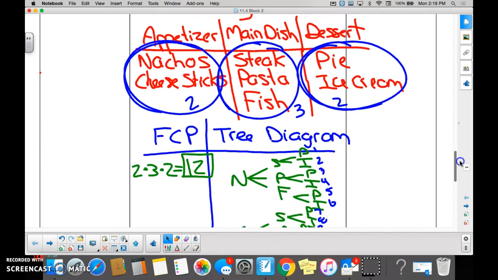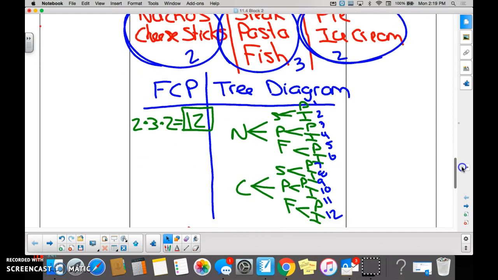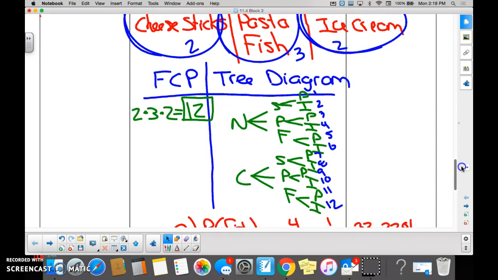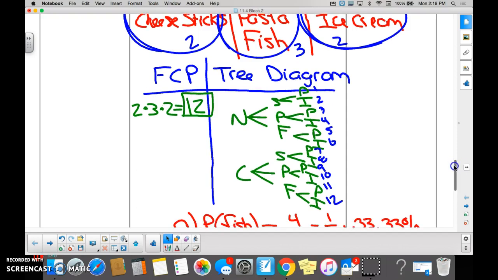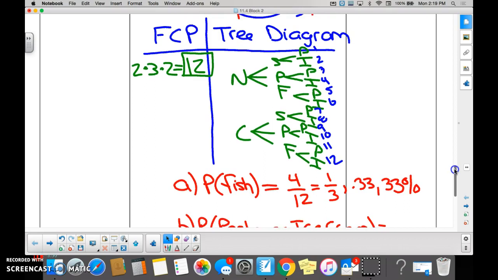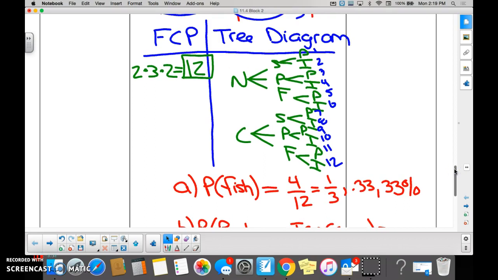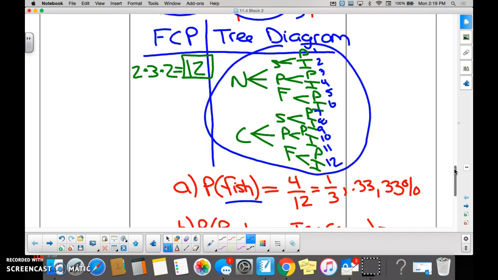And so what we did is we made a tree diagram and we listed all 12 of them. Now some of you might say, well, Mr. Ponder, why would you want to list all 12 of them? And your answer is: because if I asked you what is the probability someone will come into Zofia's restaurant and order fish, you could actually look at your tree diagram and determine how many different times someone would order fish in her 12 meals, right?